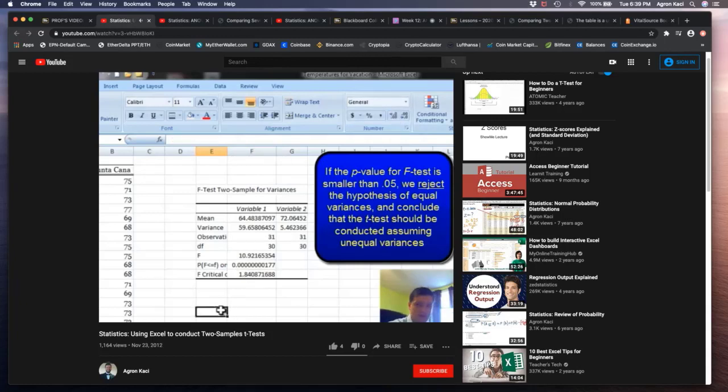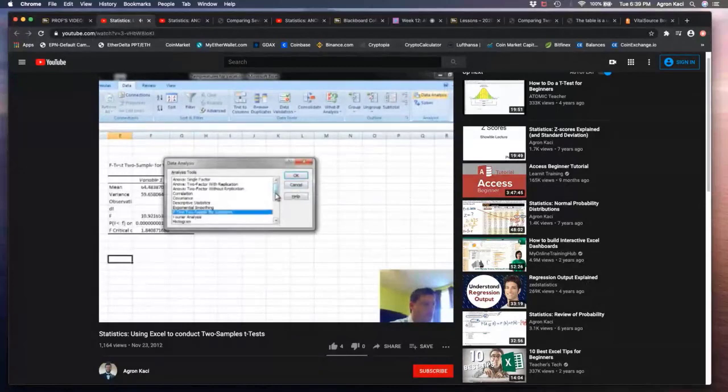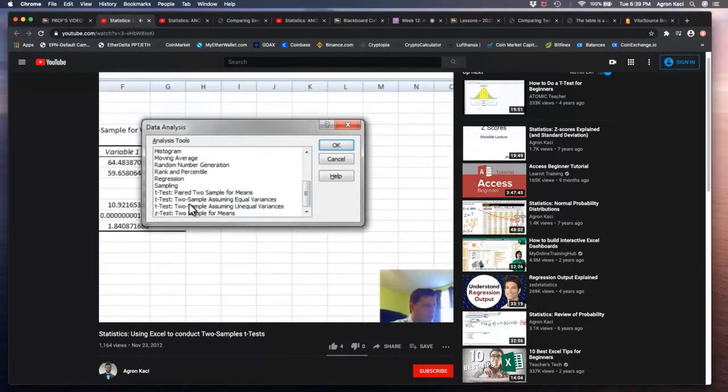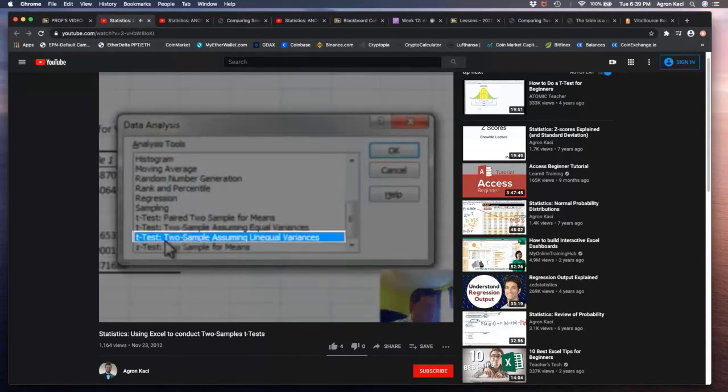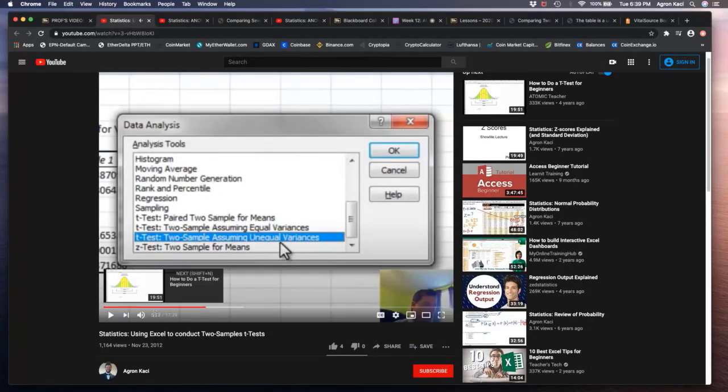Okay, so now we know which t-test to do. So we go into this other cell, go to the data, go to data analysis, and now we have to perform the t-test. See how many t-tests are here? The one that we want to perform is this one right here, t-test two sample assuming unequal variances, because of the p-value we got over here.